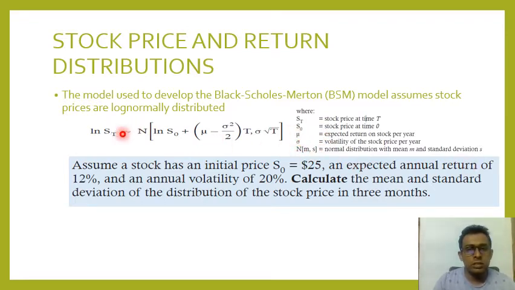ST is the stock price at time t, S0 is the stock price at time 0, mu is the expected return, sigma is the volatility of the stock per year, and t is the time period. If you solve an example, you'll understand how this works out. Assume a stock has an initial price of 25, expected return of 12% per annum, and annual volatility of 20%. Calculate the mean and standard deviation of the stock in 3 months.